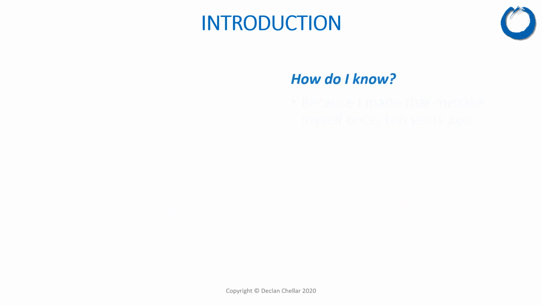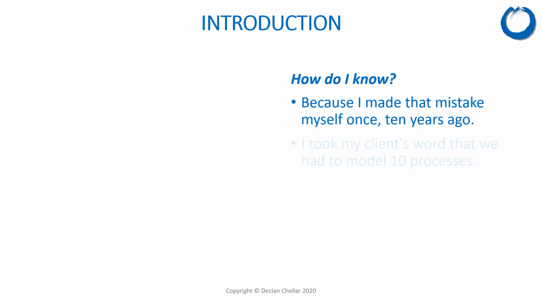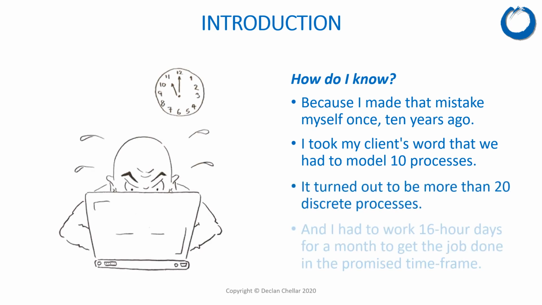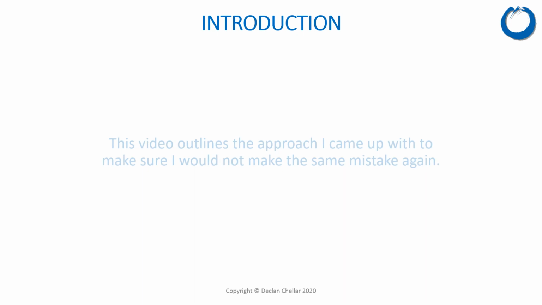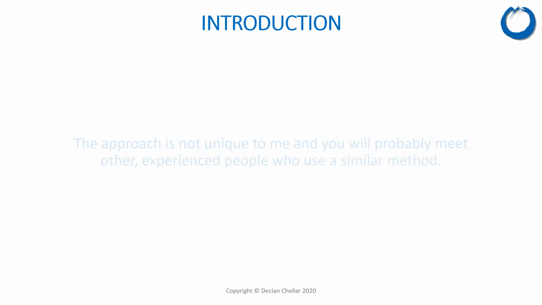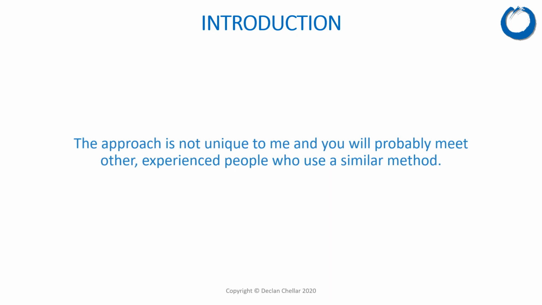How do I know? Because I made that mistake myself once 10 years ago. I took my client's word that we had to model 10 processes. It turned out to be more than 20 discrete processes, and I had to work 16-hour days for a month to get the job done in the promised time frame. This video outlines the approach I came up with to make sure I would not make the same mistake again. This approach is not unique to me, and you'll probably meet other experienced people who use a similar method.